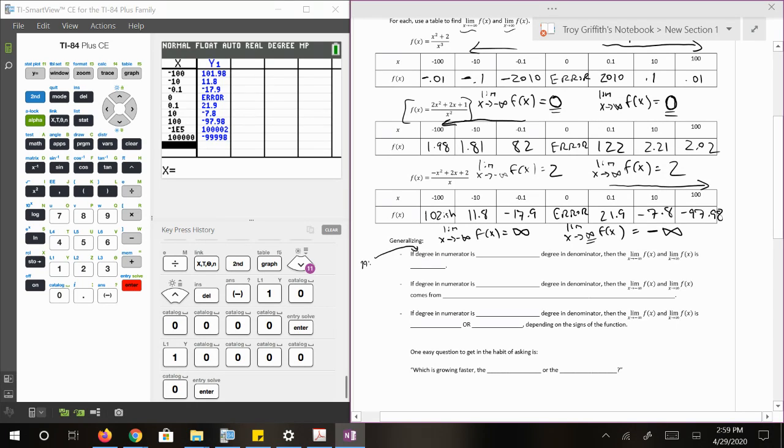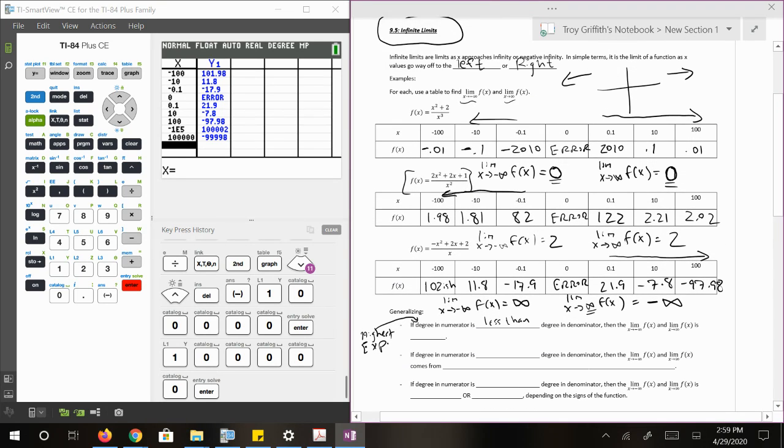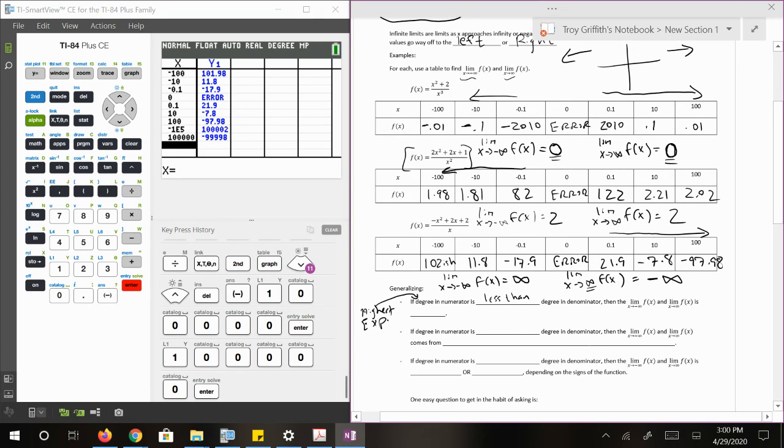So I'm going to say, for this first one, let's say if the degree in the numerator is less than the degree in the denominator, then the limit as x approaches negative infinity and the limit as x approaches positive infinity is blank. Okay, well, do we have a scenario where the degree in the numerator is less than the degree in the denominator? Yes, we did. The very first example is one like this. The highest degree in the numerator here is squared. The highest degree in the denominator is cubed. And what we saw here was that the limit as we approach negative and positive infinity was 0.